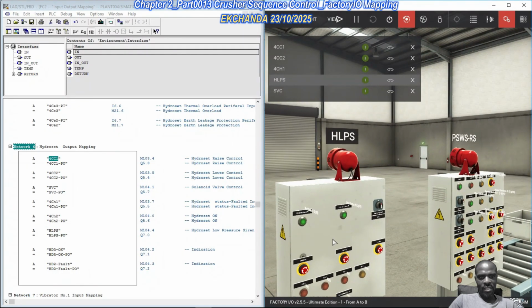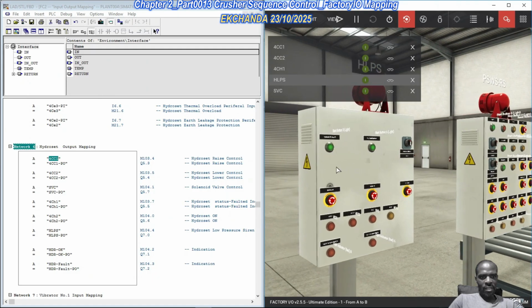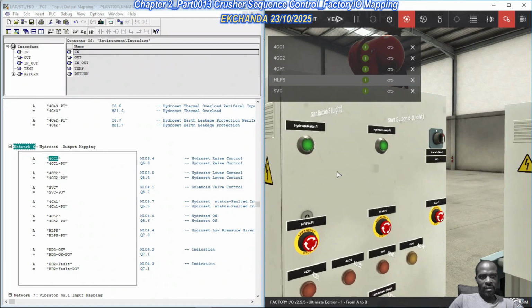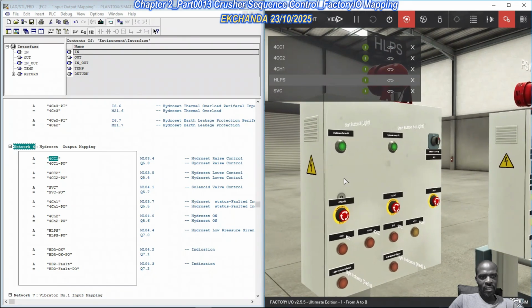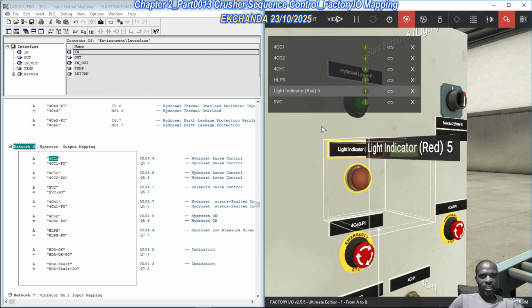And then hydroset OK. This can just as well be indicator lamps. Okay, there needs to be green. The OK indicator lamp should be green and the faulted state should be red. So let me just copy this. Then this is HDR fault. Okay, HDR FLT to represent the hydroset fault.